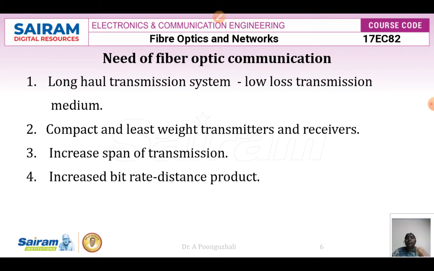And next is the weight of the transmitter and the receiver. The weight and the compactness of transmitters and receivers are required for fiber optic communication. Next, we are going to increase the span of transmission. Increasing the span of transmission means we are going to increase the bit rate, so more data can be sent within the fiber.